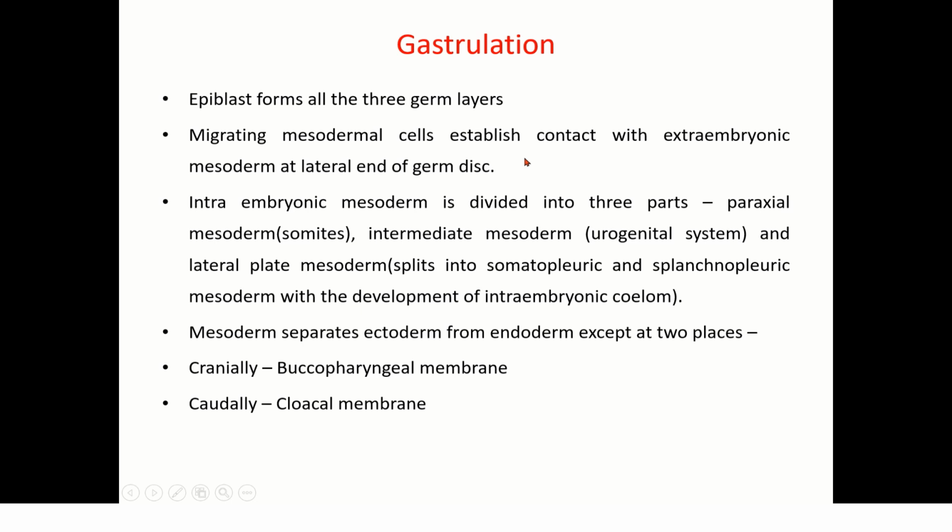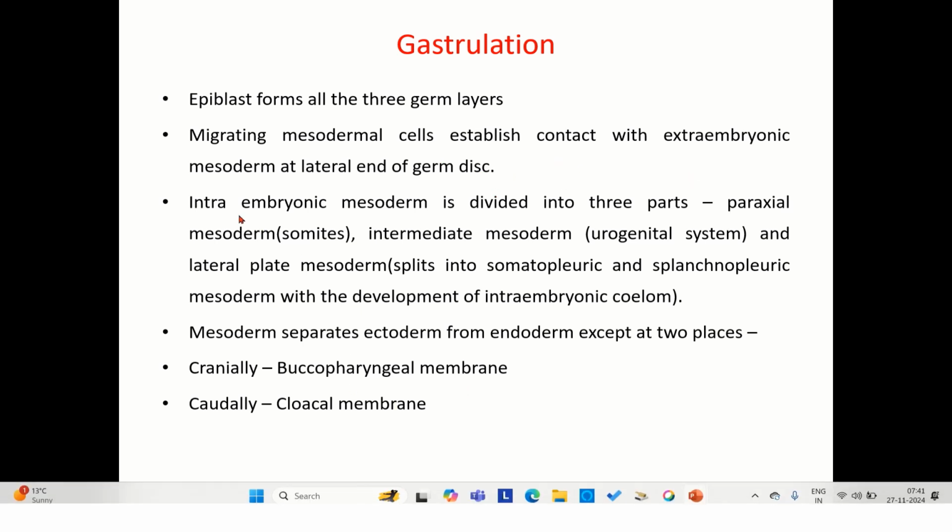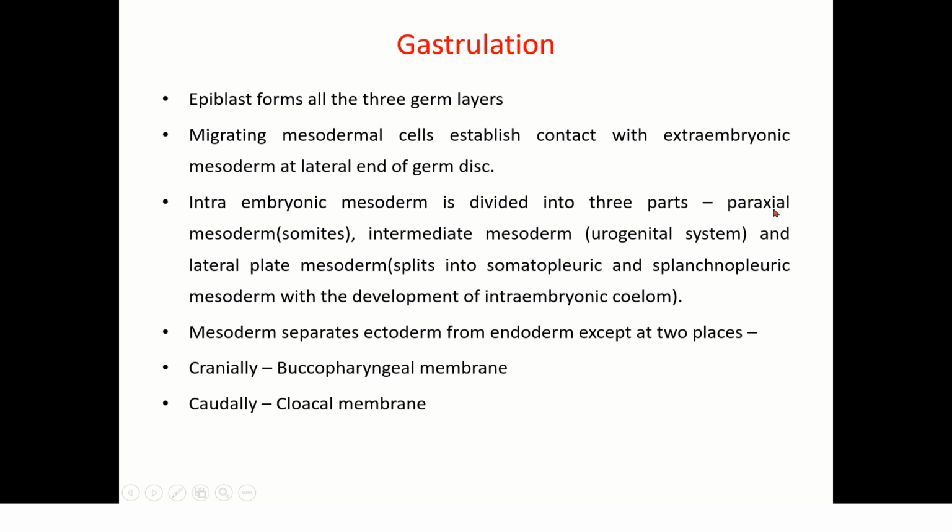The migrating mesodermal cells establish contact with the extraembryonic mesoderm at the lateral end of the germ disc. The intraembryonic mesoderm is divided into three parts. One is the paraxial mesoderm, which is next to the midline, and this forms the somites. The intermediate mesoderm is responsible for development of the urogenital system. On the lateral aspect there is the lateral plate mesoderm, which splits into somatopleuric and splanchnopleuric mesoderm with the development of the intraembryonic coelom. I'll show you in the next diagram.